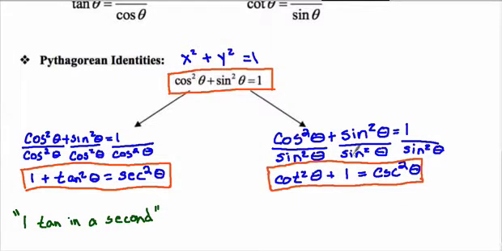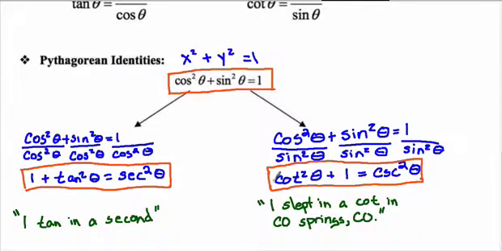So how about this one? Slept in a cot in Colorado Springs, Colorado, because right here you can actually switch the 1 and the cotangent. So 1 slept in a cot in Colorado Springs, Colorado. So those are a couple cheesy ways to hopefully help you remember these Pythagorean identities. This one hopefully you can come up with pretty quickly in your head just by remembering the Pythagorean theorem.